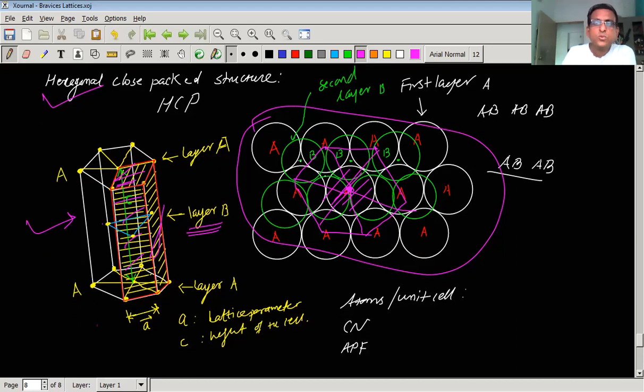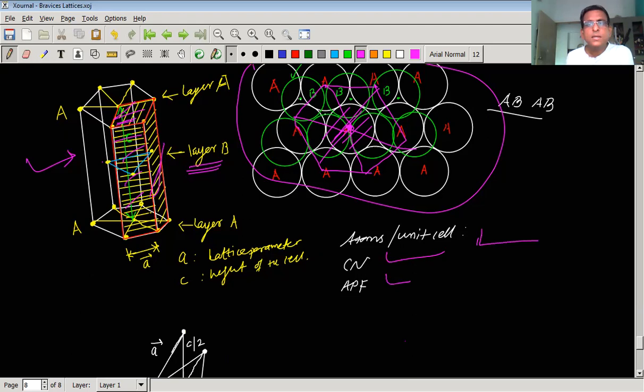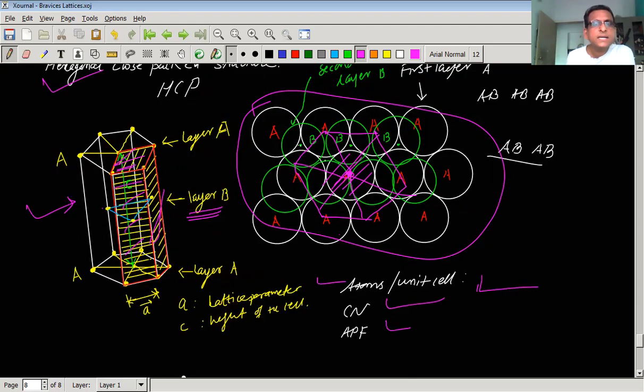Now again, as usual, we have to find out the number of atoms per unit cell, coordination number, and atomic packing fraction. So first of all, let us calculate atoms in the unit cell. What you can see here is the basic fundamental block of the HCP structure. We have shown only one unit cell. Obviously in a crystal structure there will be a number of such hexagonal unit cells arranged or repeated throughout the space.